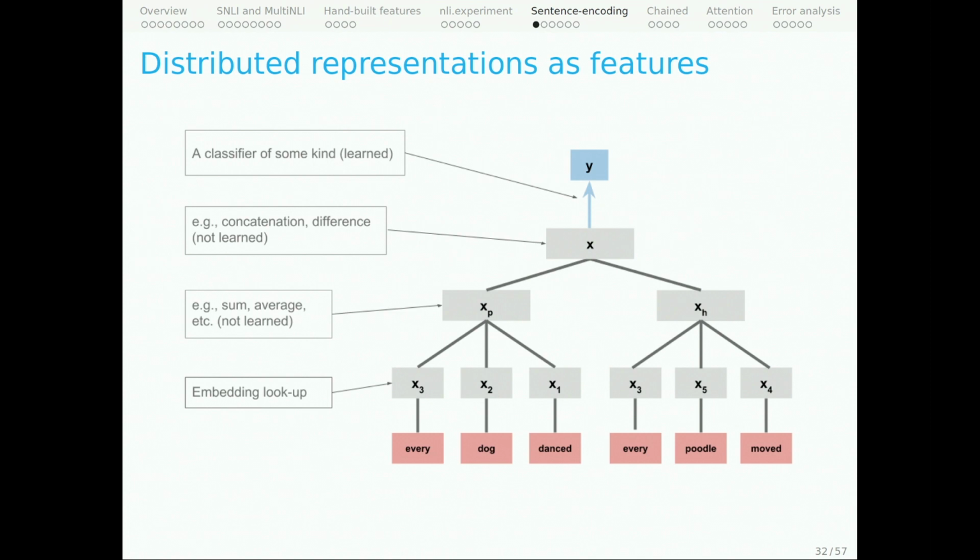Make sense? And here you can see that one simple approach you could take to the bake-off would be, I just have a one-word premise and a one-word hypothesis, so there's nothing to sum or average. I get xp and xh directly, concatenate them, and then fit a model. Make sense? Questions about it?